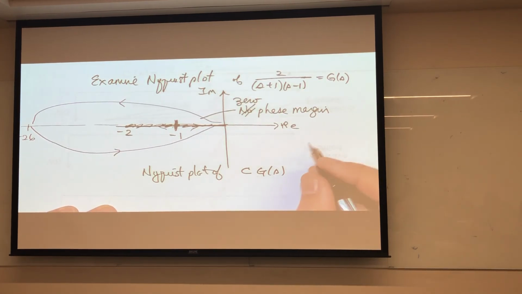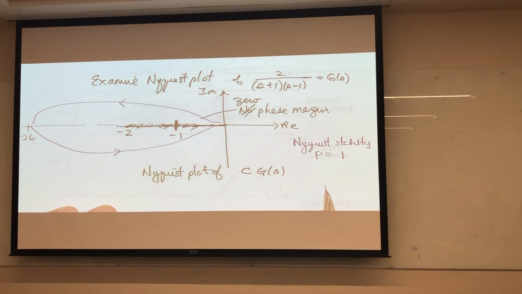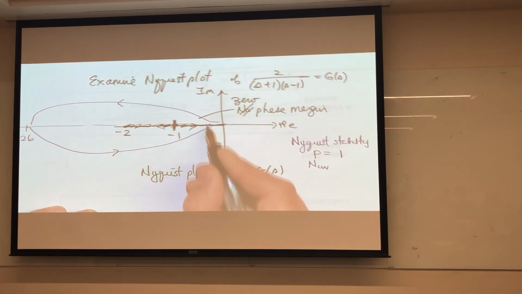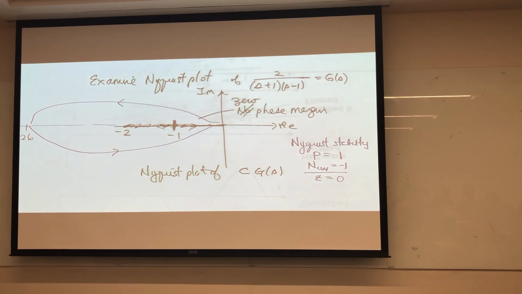So when I do the Nyquist stability, I'm going to get P is equal to 1 because the plant has one pole in the right half plane. And in the clockwise sense, how many times does this go around minus 1 is going to be equal to minus 1. And so Z is going to be equal to 0. And so I have a stable system.